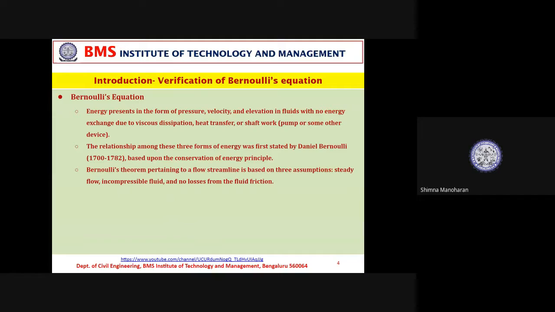So Bernoulli's theorem pertains to a flow streamline based on three assumptions. That is, the flow is steady, incompressible, and there is no loss from fluid friction. So these are the three basic and important assumptions: steady flow, incompressible fluid, and no loss from fluid friction. But it's an idealized condition.